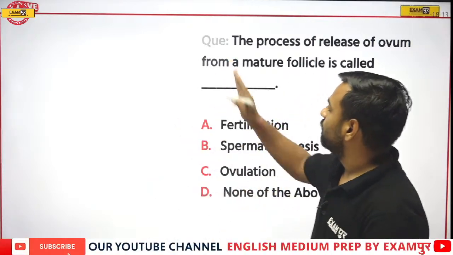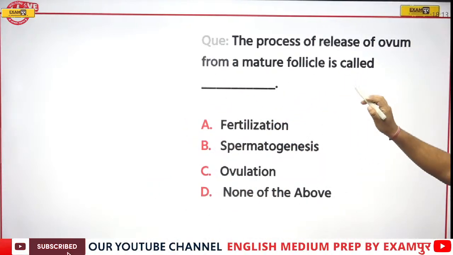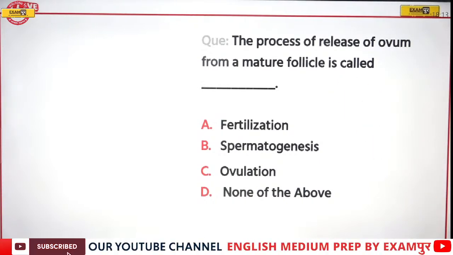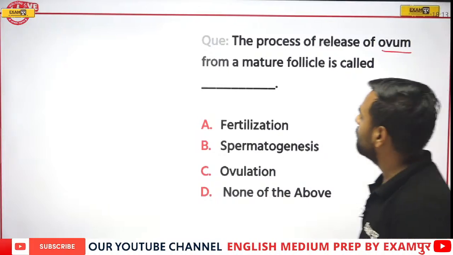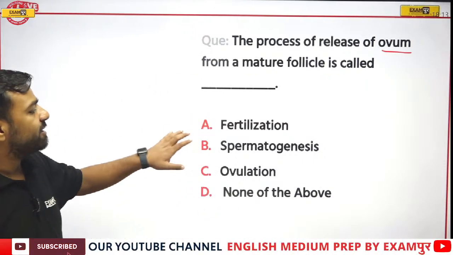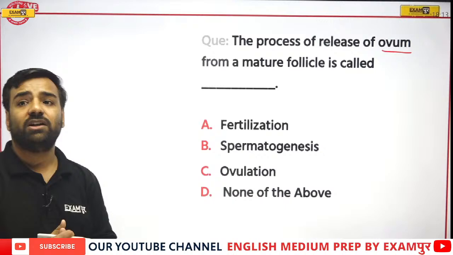So yes, let's move to the question now. The process of release of ovum from a mature follicle is called what? Is it fertilization? Is it spermatogenesis? Is it ovulation, or none of the above? So what is the process of release of ovum from a mature follicle?